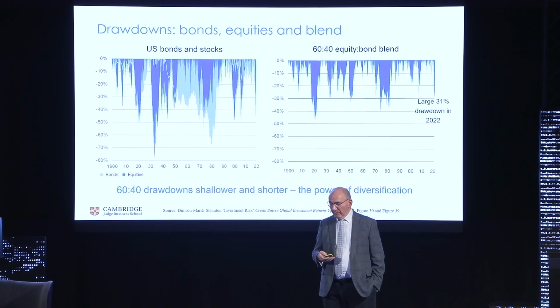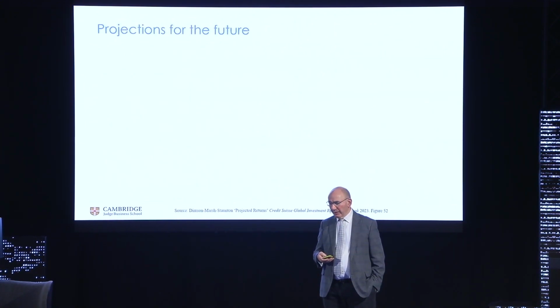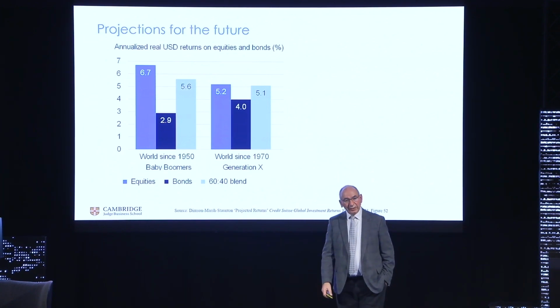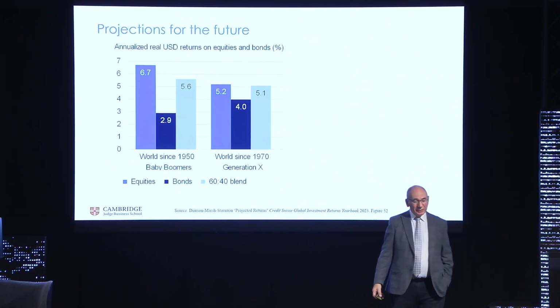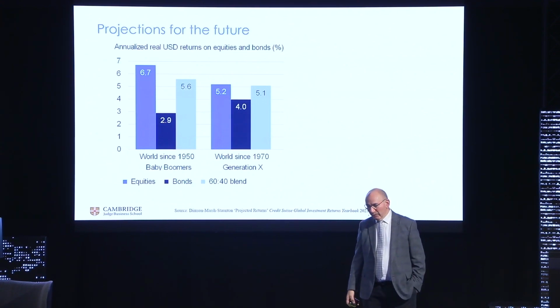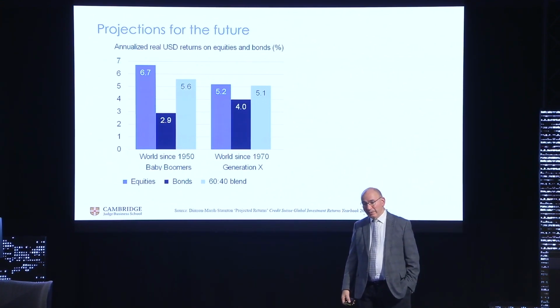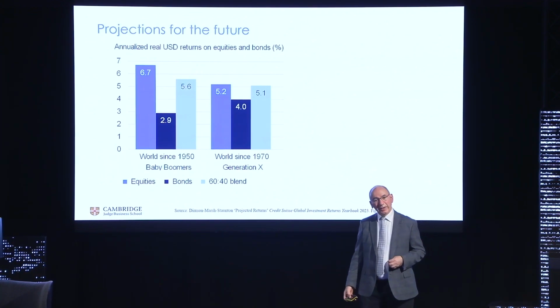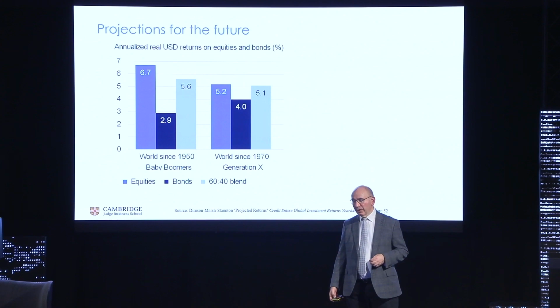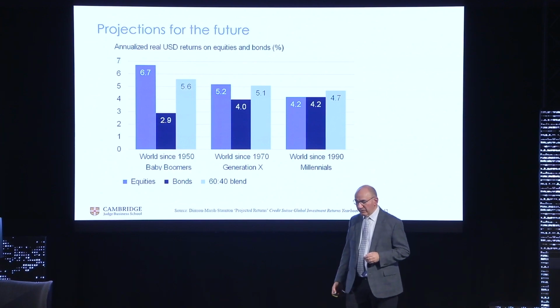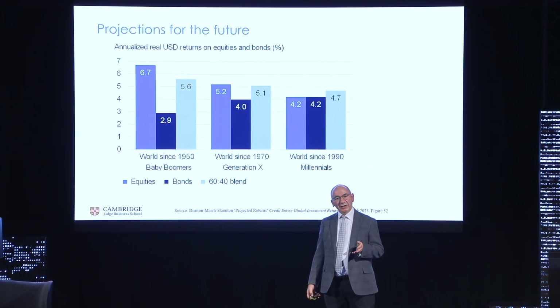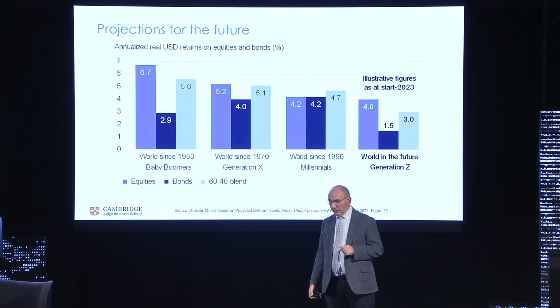So let me take all of that and make some projections into the future. The world since 1950, that's roughly speaking my world. That's the world of the baby boomers. And for the baby boomers, what they have experienced over this period is massive equity returns, poorer bond returns, and a 60-40 blend of 5 or 6% as the annualized real USD return. If we look at the world since 1970 or the world since 1990, we see again 5 to 6% for a stock bond blend. What does the future look like?